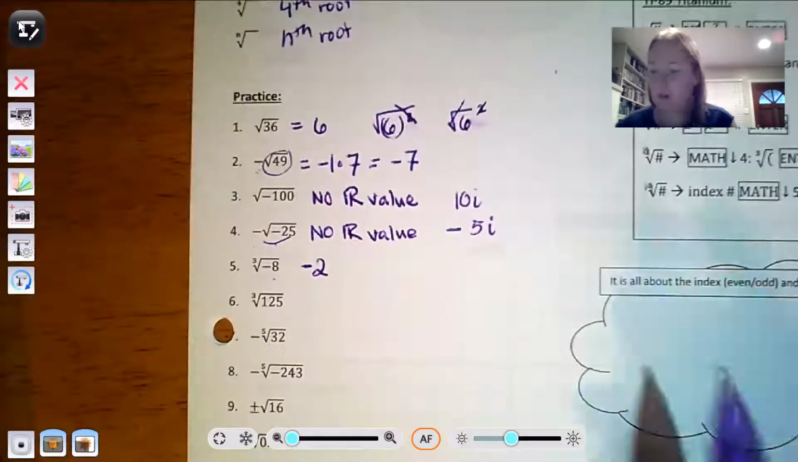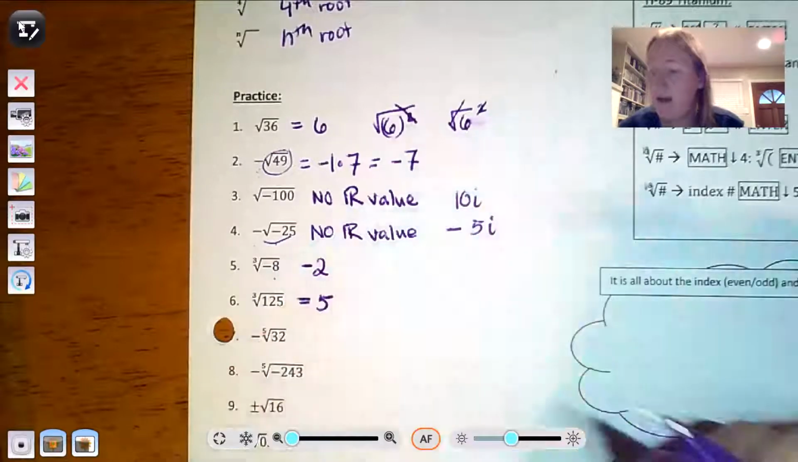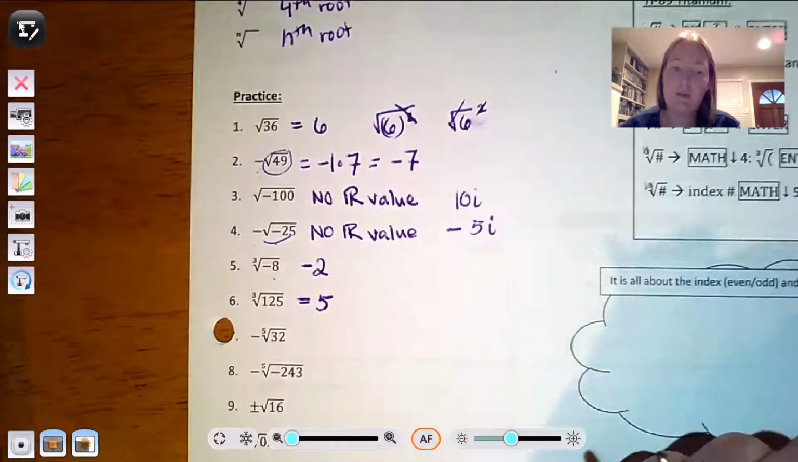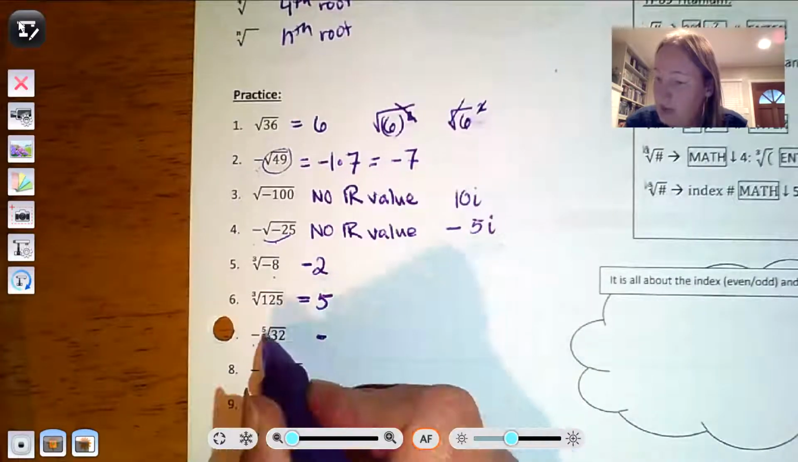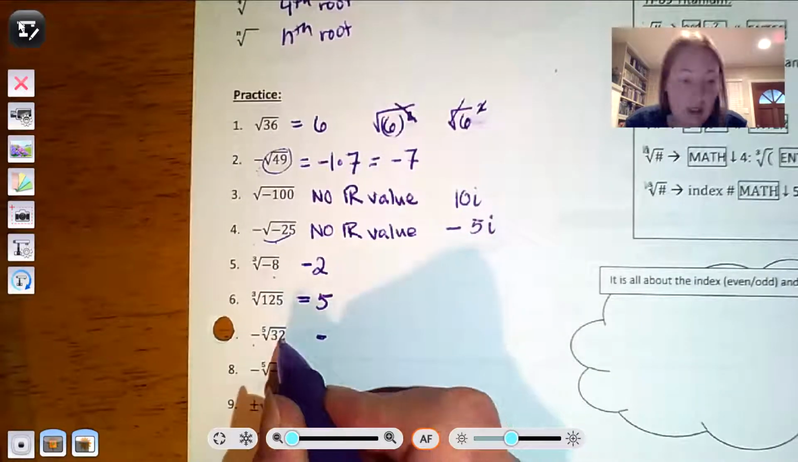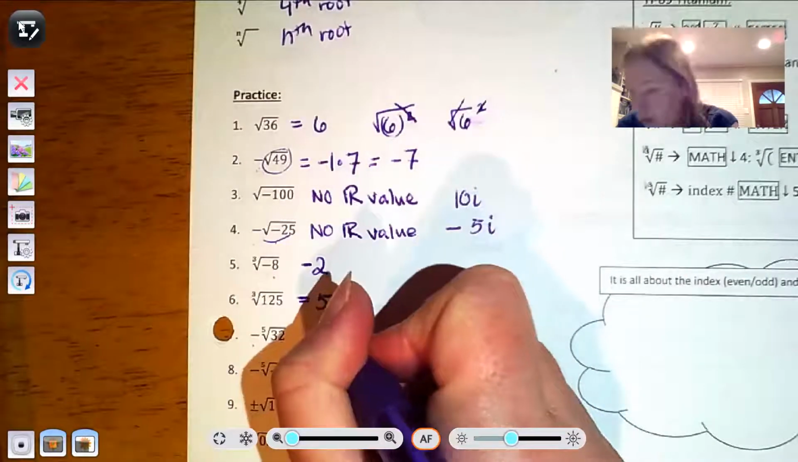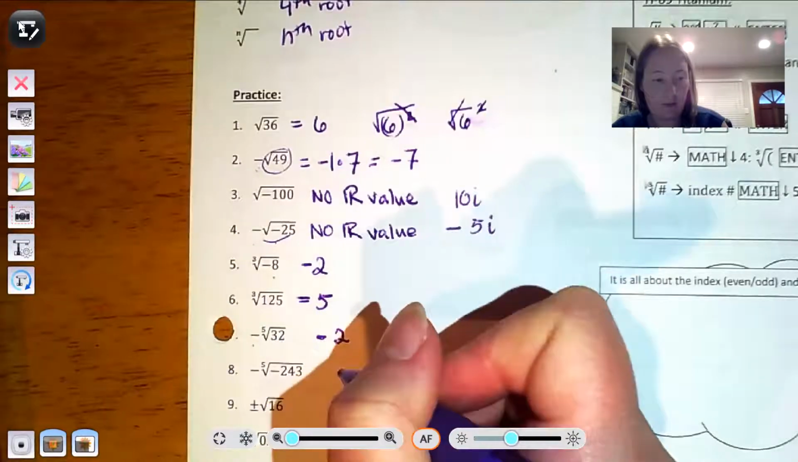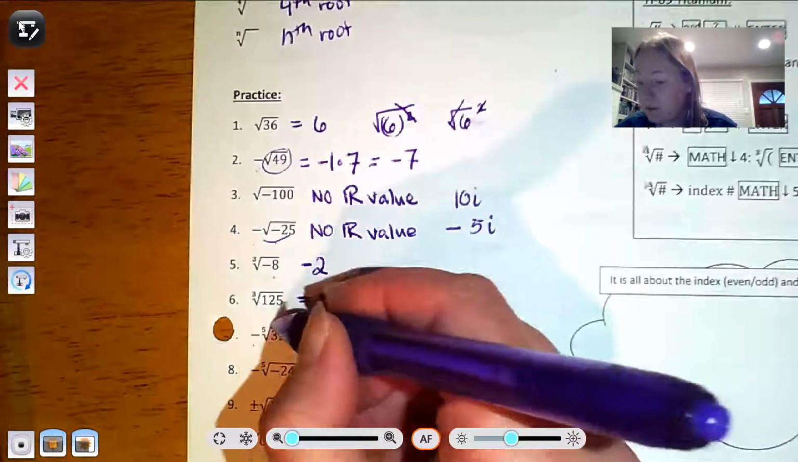So let's continue on. You can use your calculator to get these. This is a perfect square, it's 5. Or you could say what times itself 3 times is 5. Here's the opposite of, and what times itself 5 times is 32. So with a calculator, you can determine that would be 2, and a negative because it's the opposite of 2.